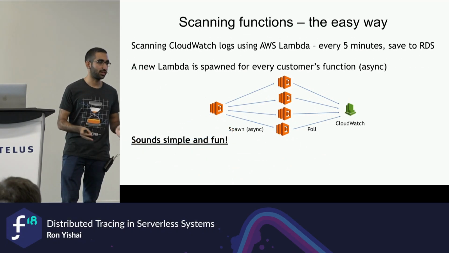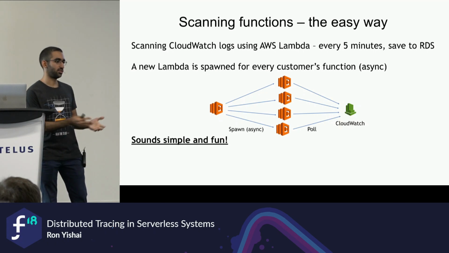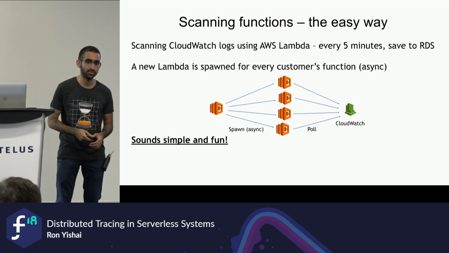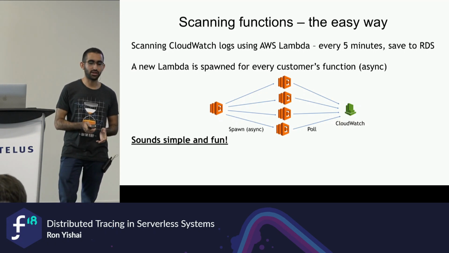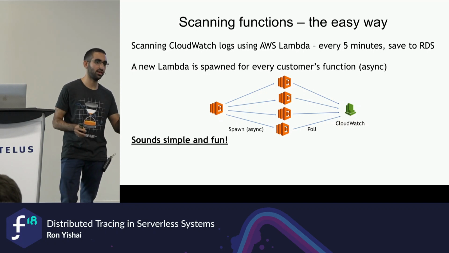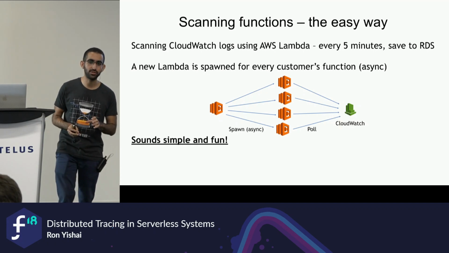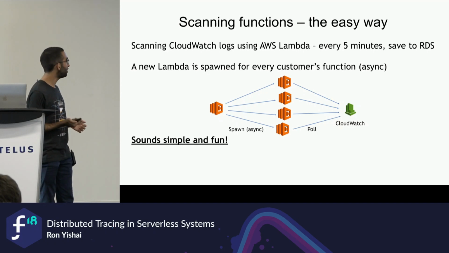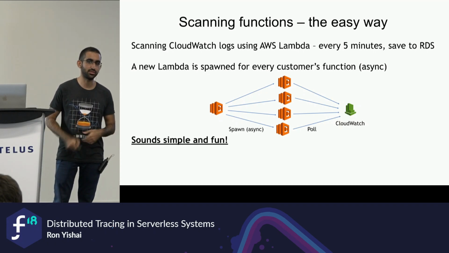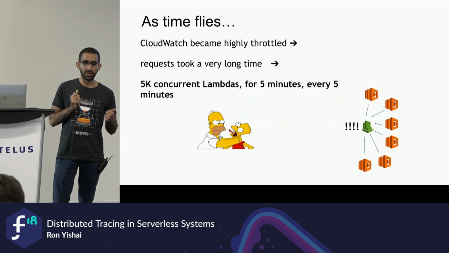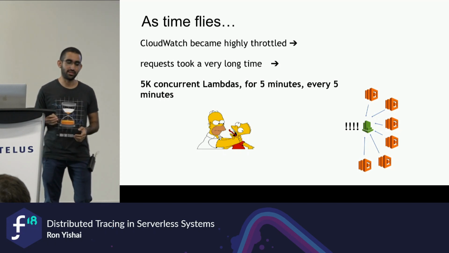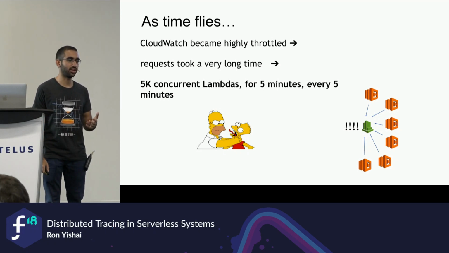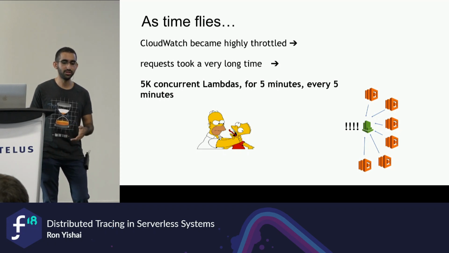Now, we need to make it concurrent because we can't just go over thousands of Lambda functions, one after the other. So we said, okay, let's invoke an async Lambda for each Lambda of our customers that would just scan its logs, put the information in the database, and quit. Sounds simple and fun. At the beginning, it worked well. There were no problems. But then we had our first big enough customer that has like, I don't know, 10 or 100 times more invocations than the customer before.